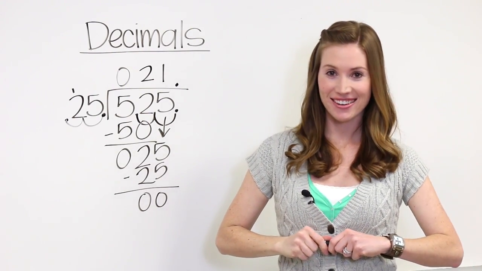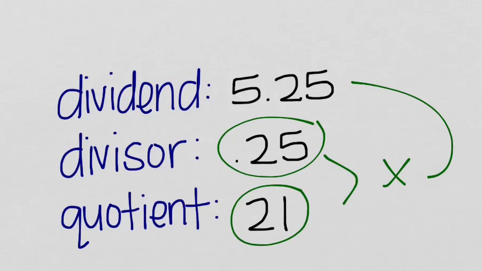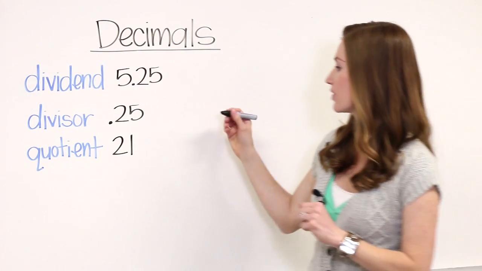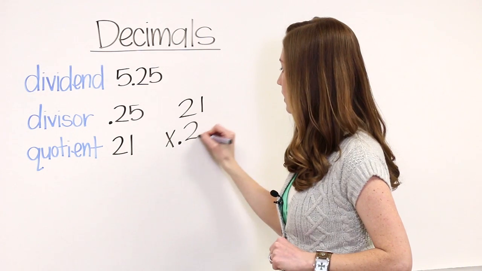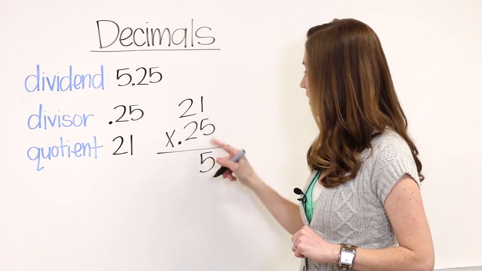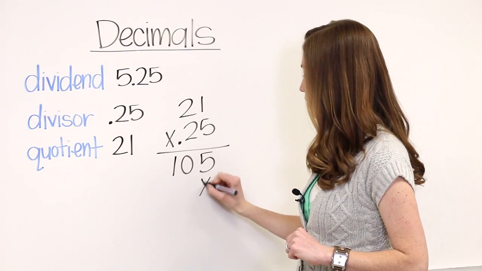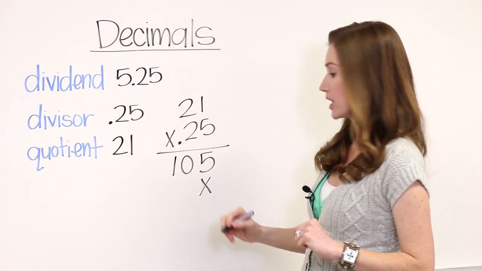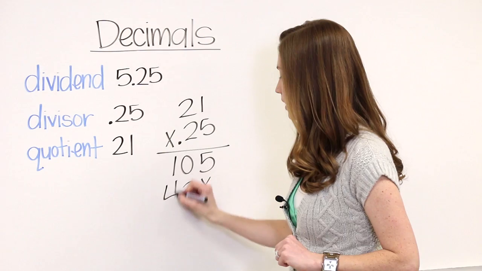Let's do it together. Now our quotient is 21, and our divisor is 25 hundredths. If we multiply the two, we should get our dividend of 5 and 25 hundredths. Let's do that now. 21 times 25 hundredths. 5 times 1 is 5. 5 times 2 is 10. We need a placeholder. 2 times 1 is 2. And 2 times 2 is 4.